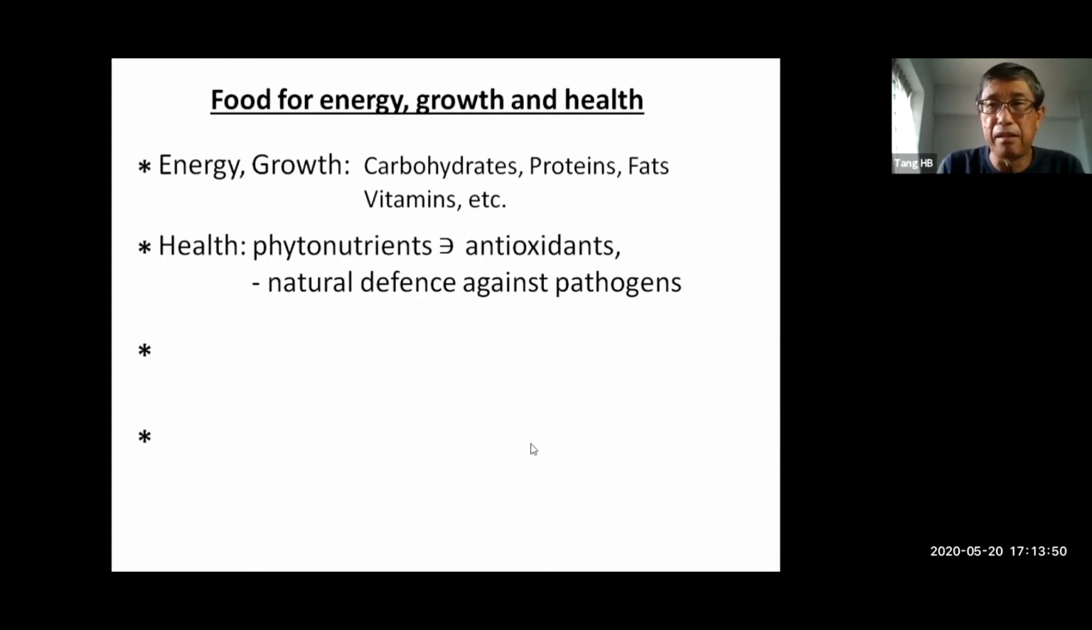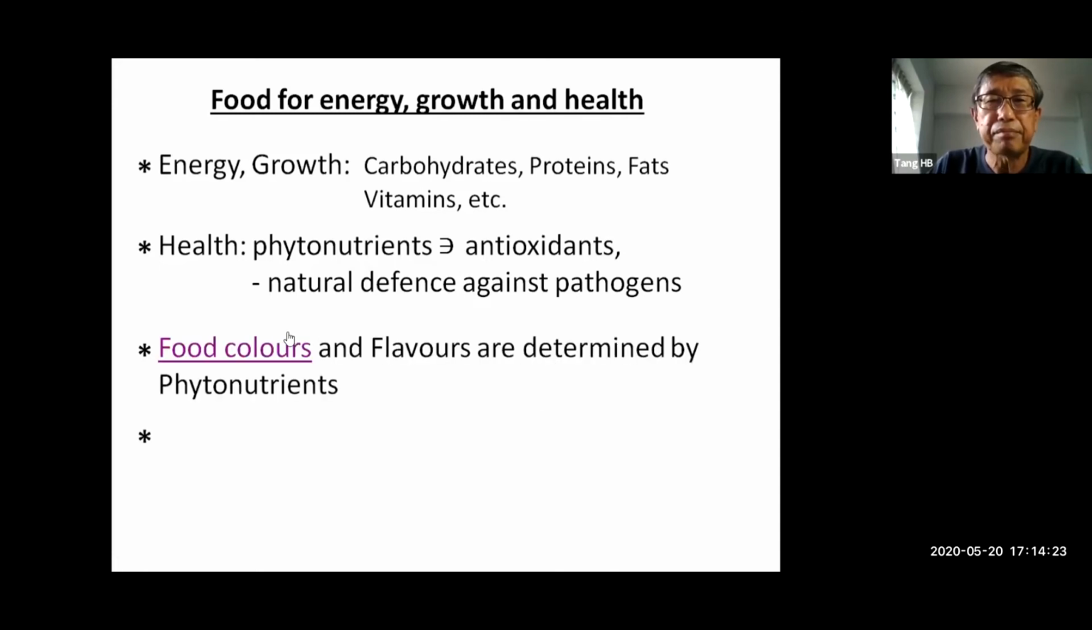But we also need health, right? So we get health from the fruits and vegetables we eat also, because plant-based foods contain phytonutrients. Phyto means plant, so it's plant nutrients, right? And many of these phytonutrients are antioxidants, and of course they will help us protect our health, and they are also natural defense against pathogens, right?